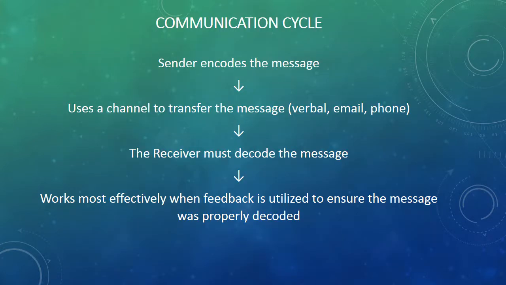So, again, the sender encodes the message. It uses a channel to transfer the message, be it verbal, email, phone. The receiver must decode the message, and it works most effectively when feedback is utilized to ensure the message was properly decoded. This all comes down to the idea of communication is only effective if it is understood by both sides.